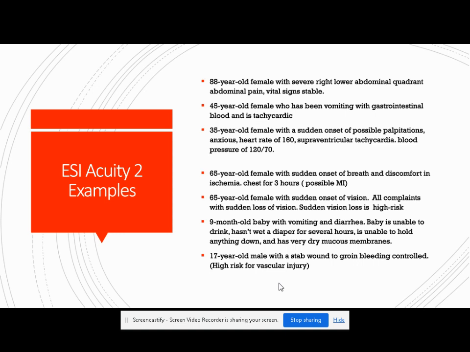More examples: an 88-year-old female with severe right lower abdominal quadrant pain. Vital signs are unstable. Obviously, the first thing that comes to mind there is the appendix. A 45-year-old female who has been vomiting with a gastrointestinal bleed and is tachycardic. We're looking at blood loss there, GI bleed. A 35-year-old female with a sudden onset of palpitations, anxious, with a heart rate of 160, SVT tach. Blood pressure is 120/70. So that's at level 2.